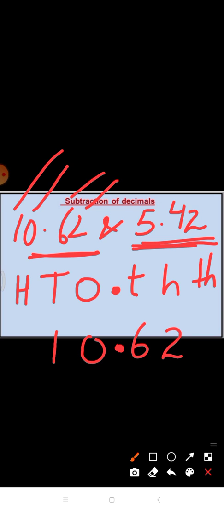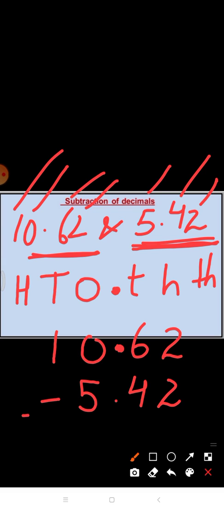Now, next decimal number is 5.42, in which 5 is at ones place. Then we have a point. 4 is at tenths place. And 2 is at hundredths place. Now, students, subtract as you would subtract whole numbers. So, I'll subtract now.